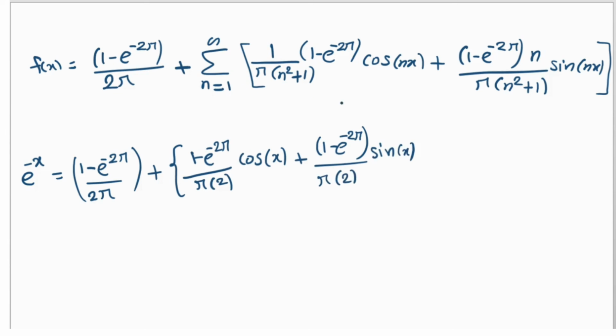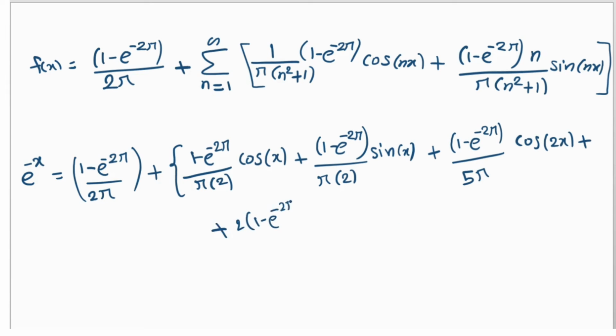Now next put n is 2. So if we put n is 2, so 1 minus e raised to the power minus 2 pi, n is 2, so it is 2 square, 4 plus 1, that is 5 pi, into cos 2x, plus here again put n is 2, so it is 2, 1 minus e raised to the power minus 2 pi upon 5 pi into sine 2x. N is 2, so it is 2x. Continue this process up to the infinity.